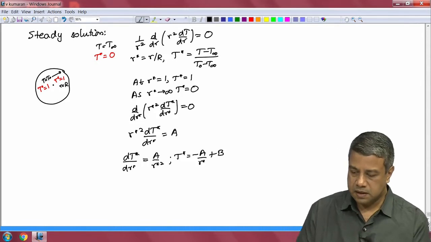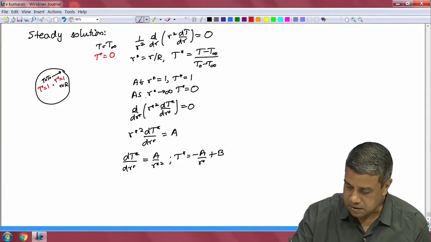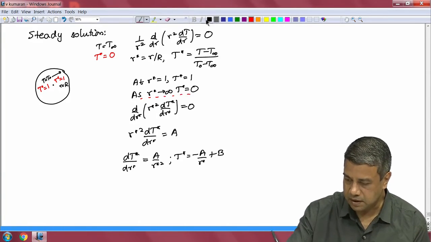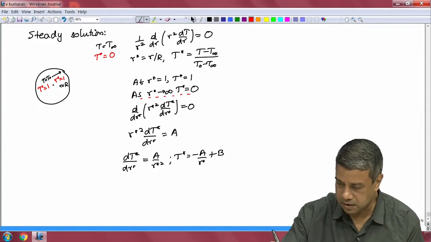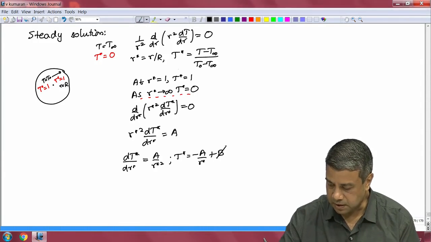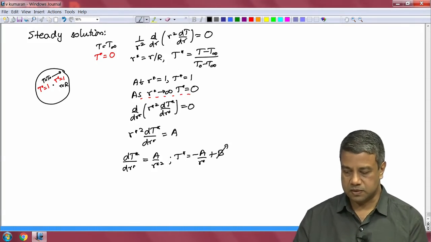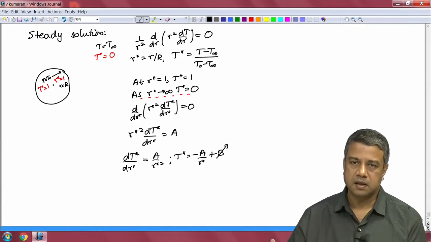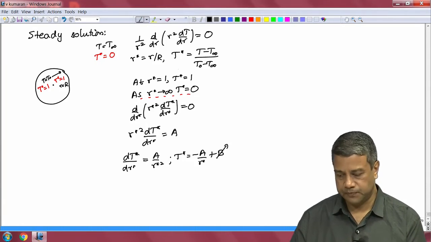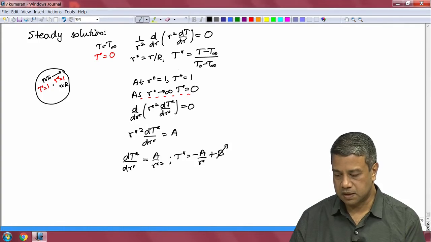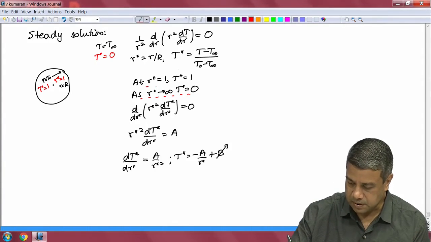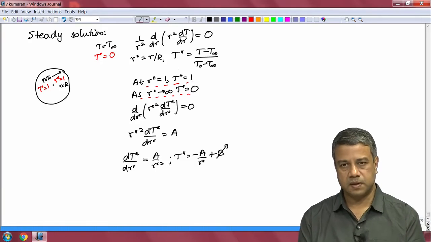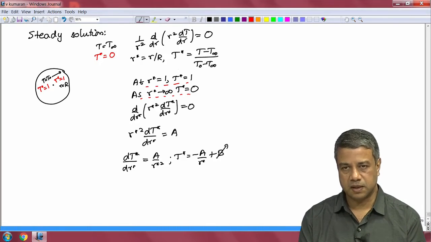The boundary condition T equal to 0 as r goes to infinity implies that this constant B is 0, because T has to go to 0 as r goes to infinity and A by r goes to 0. And the second condition, that T is equal to 1 at r is equal to 1, implies that A is equal to minus 1, because at r is equal to 1, T is equal to 1.